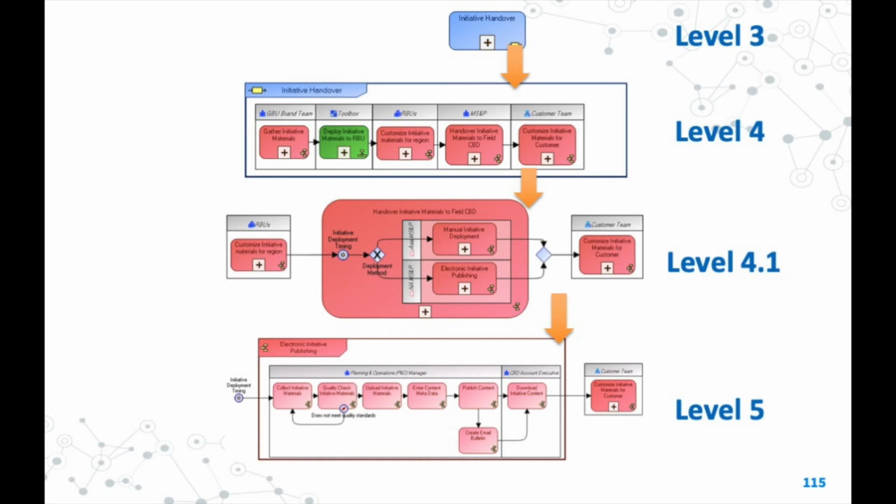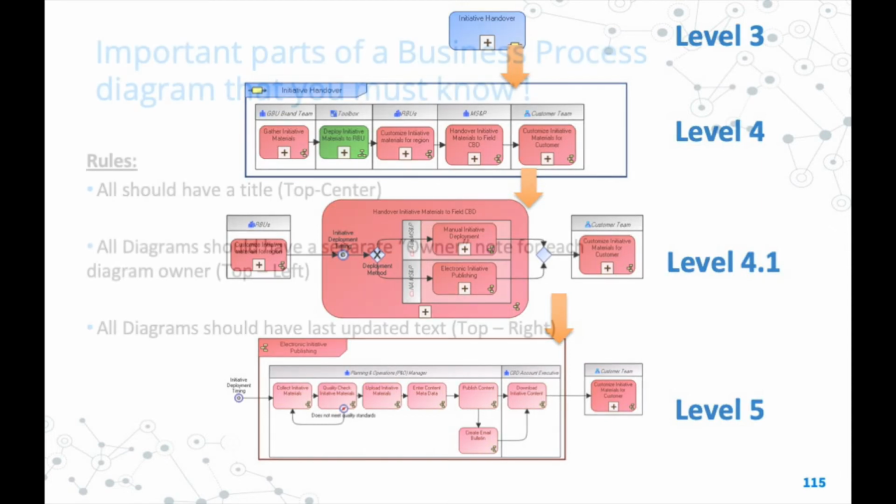4.1 is really taking that next step, blowing it out in terms of what's happening with those handover initiative materials to the sales organization, and breaking it down a little further. Then it goes even further and looks at the electronic initiative publishing and what those steps look like at level 5. Putting things into context will always help you and also help your business sponsors understand what their current process looks like and then what the changes are that you're trying to implement that will improve it.